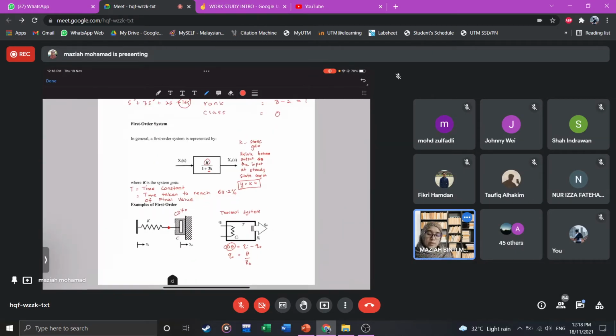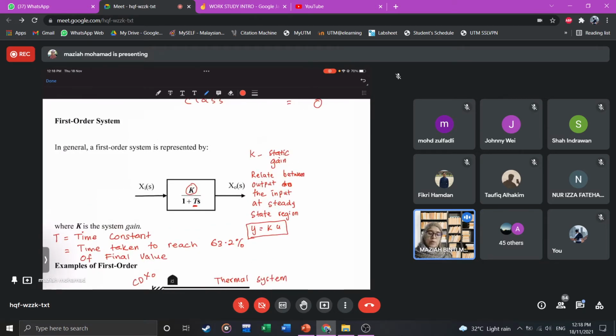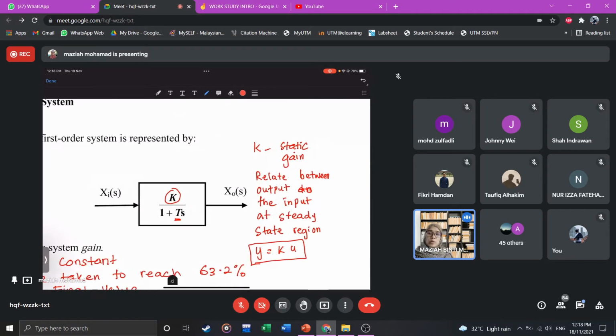All right. So this transfer function, K over 1 plus Ts, I call the general transfer function. It means that every time we have a transfer function, we need to write it in the form of K over 1 plus Ts. Meaning the 1 here must always be there.